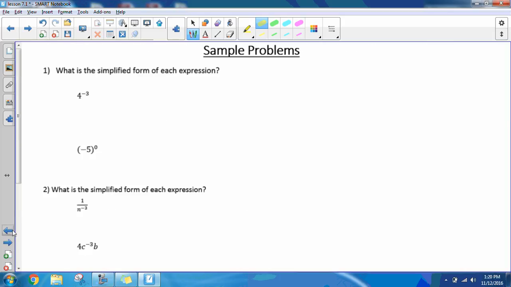Here are some sample problems for you to try. What is a simplified form of each expression? First, we have 4 to the -3 power. I can rewrite this as 1 over 4 to the 3rd power. Well, I can simplify 4 to the 3rd power as 64, so I can rewrite this as 1 over 64. Any number to the 0 power is always equal to 1.